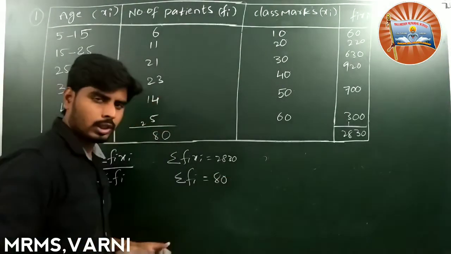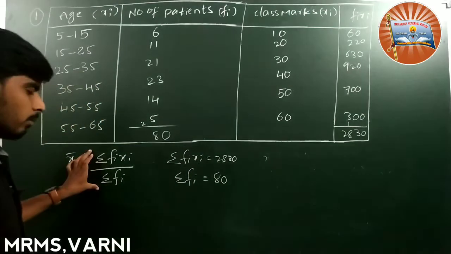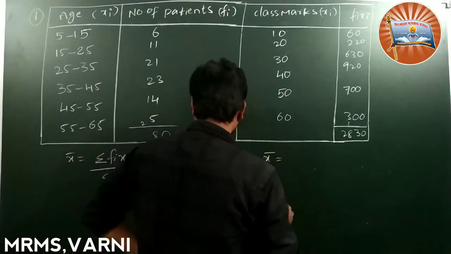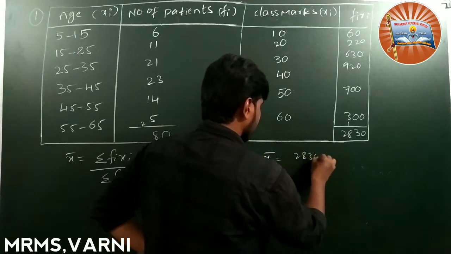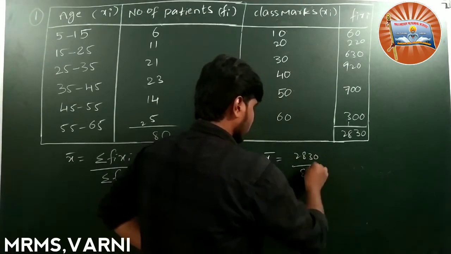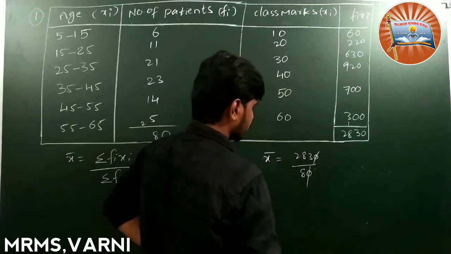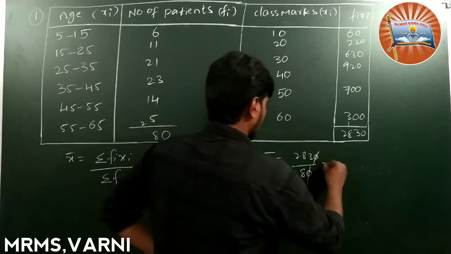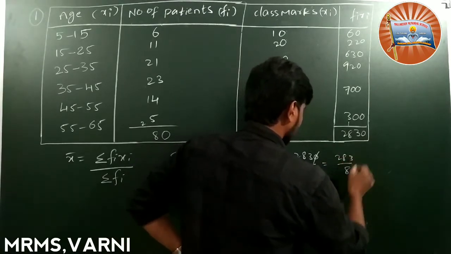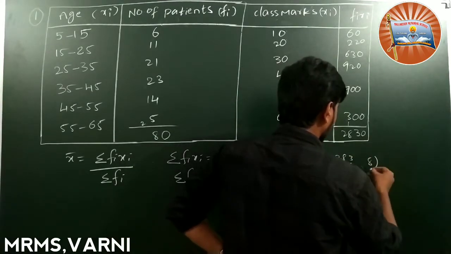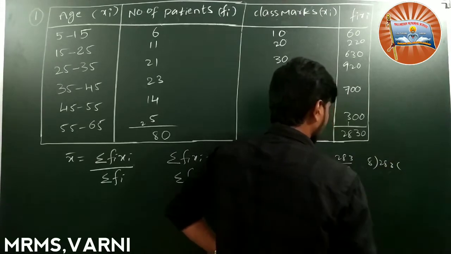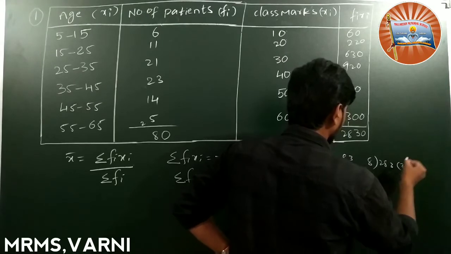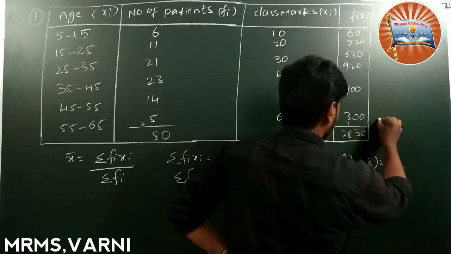Now we have to substitute the values in the formula. So we are finding here mean by using direct method. So 2830 by 80. 0 0 gets cancelled. Now is there any possibility to cancel here 283? No. So we have to perform division directly. So take 8, 283. So 8 3s or 8 30s.